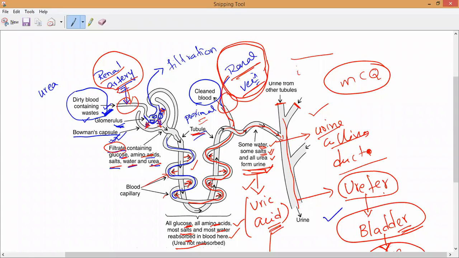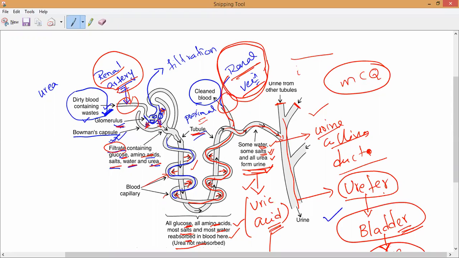What is the function of Bowman's capsule? At the bottom they will give you 4 options. Do you understand? They will give you collecting the urine, collecting all the filtrate, or else filtration, they are the filtration unit of nephrons, or none of the above. What is the correct answer? What is the function of Bowman's capsule?